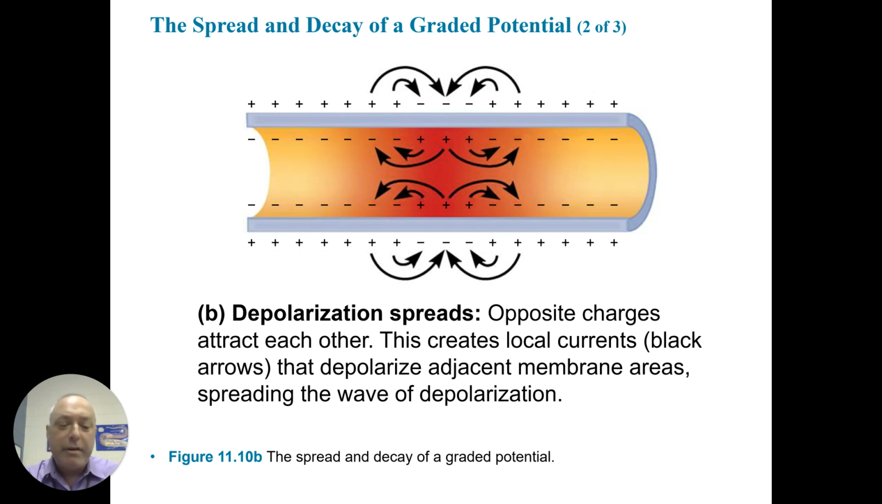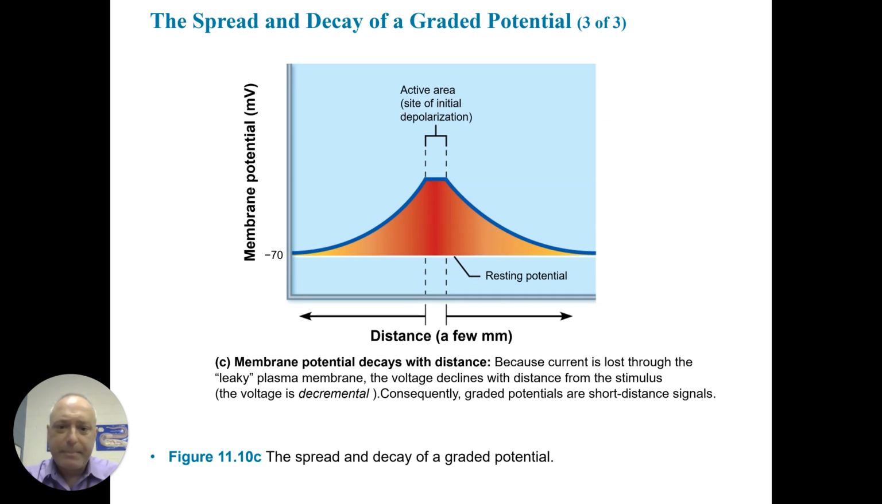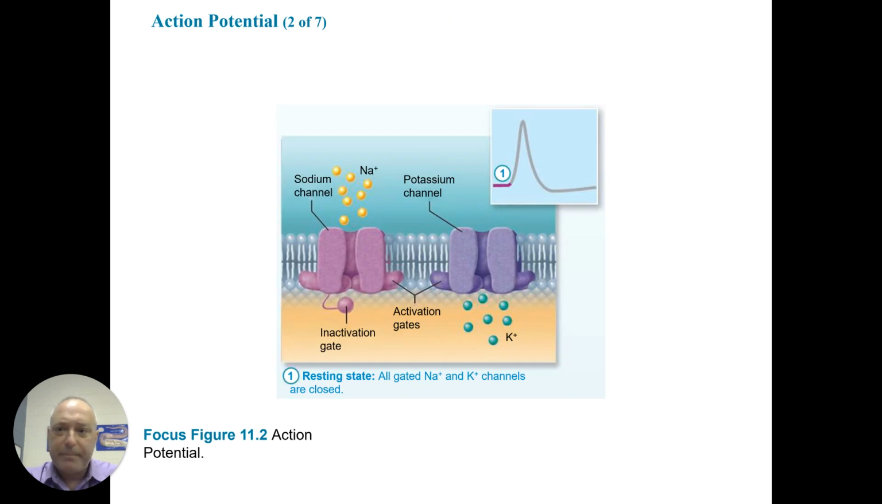Now, this direction of depolarization is unidirectional, and that's because of a refractory period, which we'll talk about in just a second. This signal, the action potential, will decay with distance because membrane current is lost through having leaky membranes. So myelination will help this and will help to speed up the action potential.